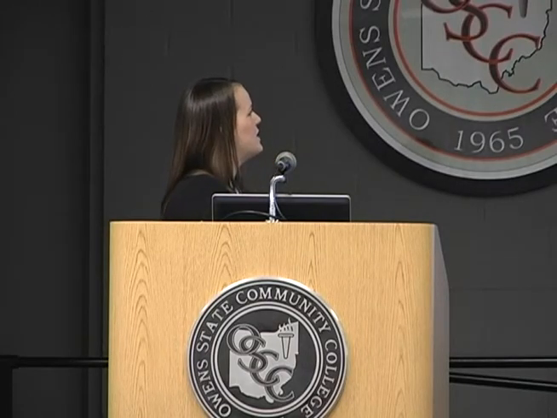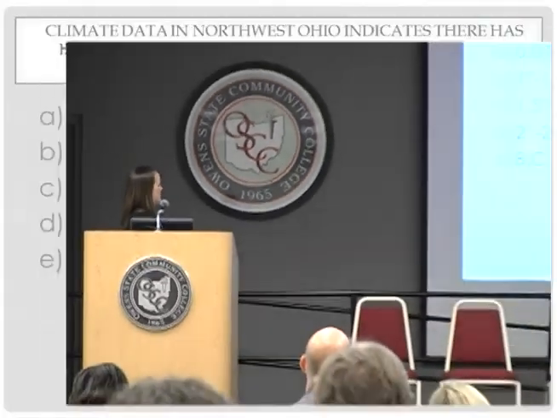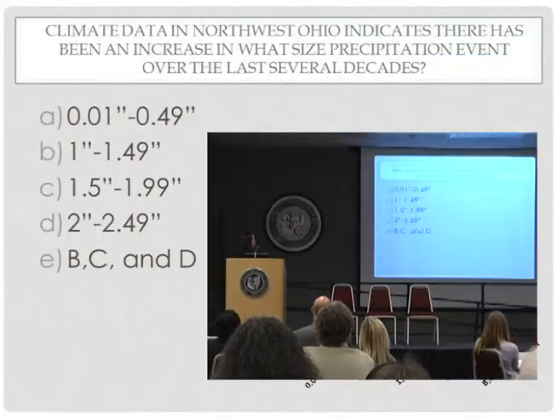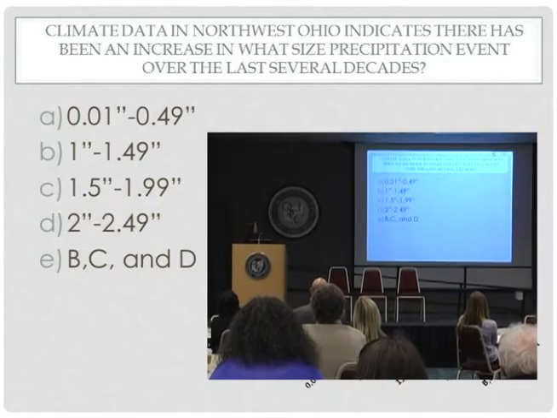Okay, so our next polling question is, climate data in Northwest Ohio indicates that there has been an increase in what size precipitation event over the last several decades? Is it A, the smallest events from 1/100th to just less than 1/2 of an inch, B, 1 to 1.49 inches, C, 1.5 to 1.99, D, 2 to 2.49, or E, B, C, and D?